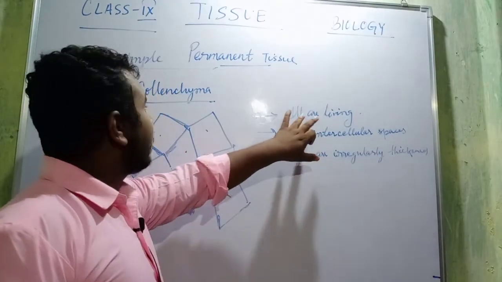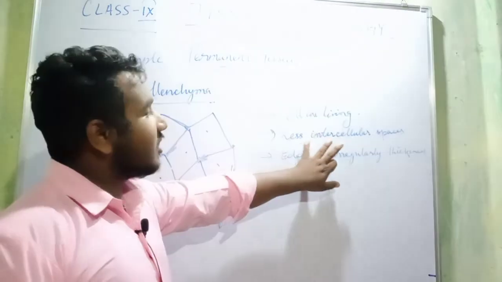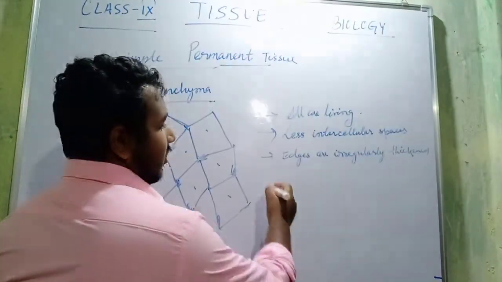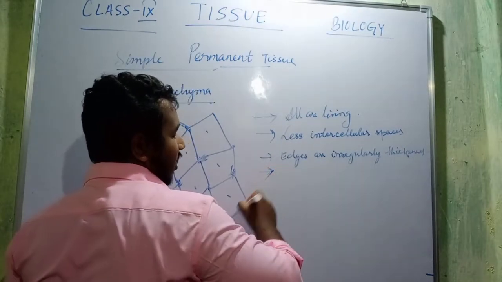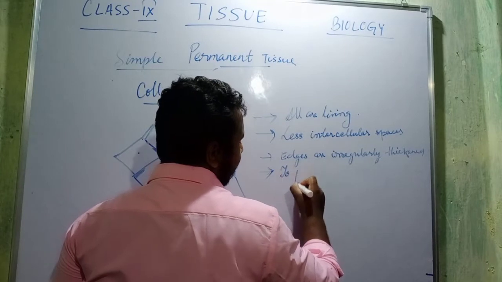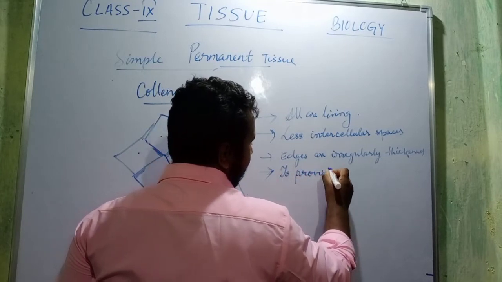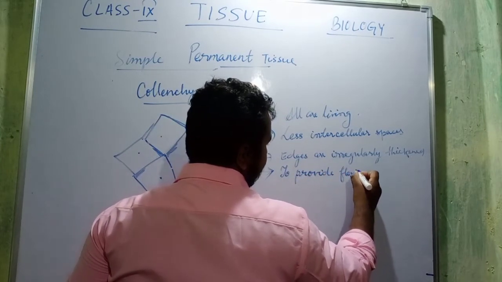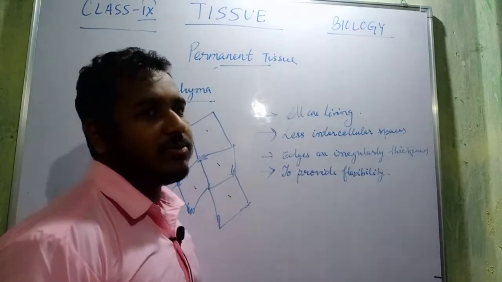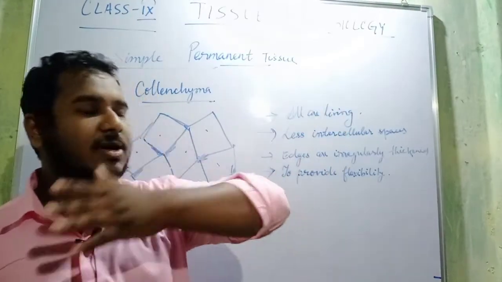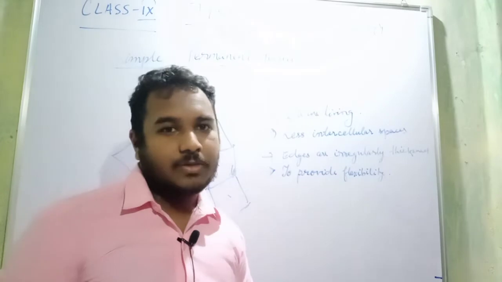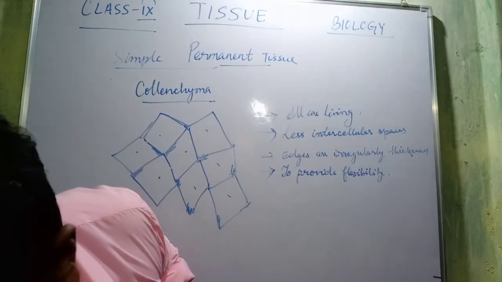Okay. What is the function now? This is all about collenchyma. All are living cells, with very few intercellular spaces. Their cell walls are a little bit thick. Now, what is the function? The function is to provide flexibility to the plant. Flexibility means when wind is coming, it is bending like this. This flexibility is provided by collenchyma.